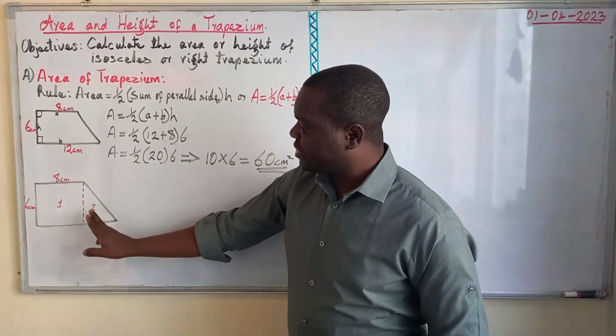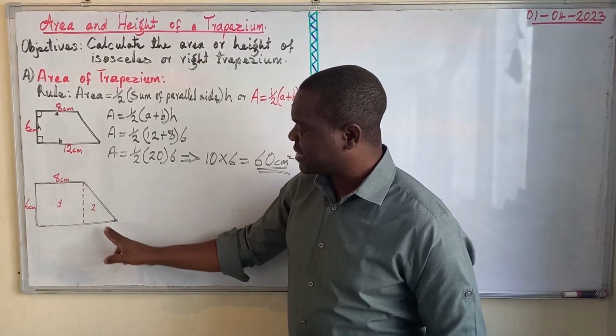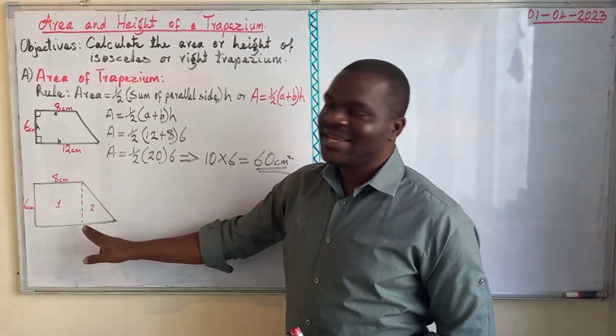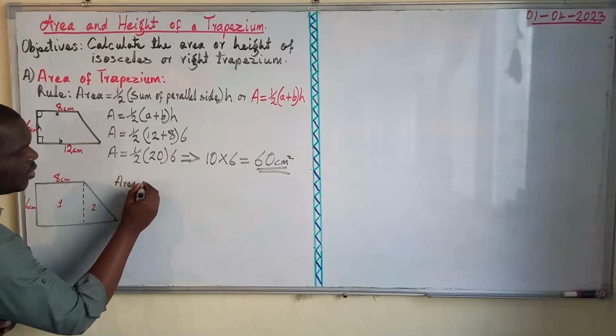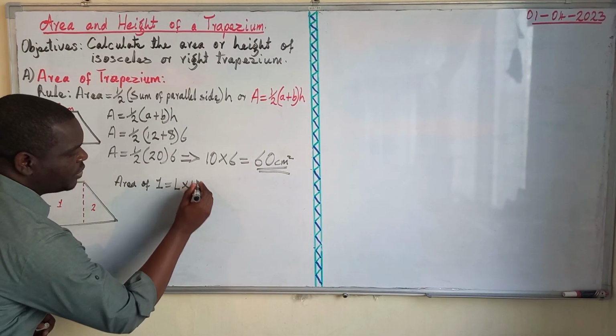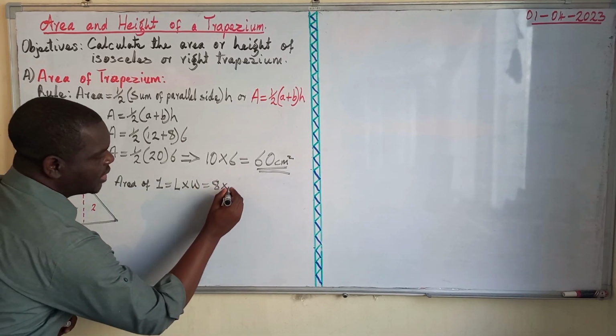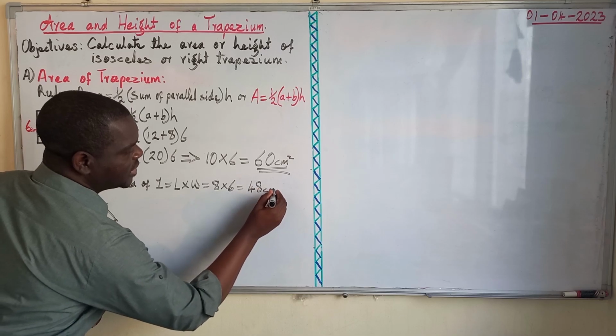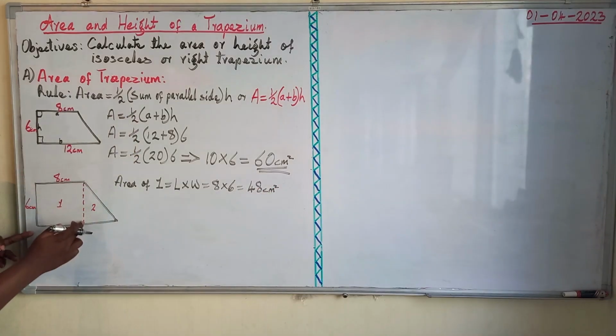Now, with the triangle, we'll need the height and the base, and here the base is not given, but we'll use the dimensions given to find the base. Area of figure 1 is equal to length times width, that is 8 times 6, which is equal to 48 centimeters squared. That is for just this side.